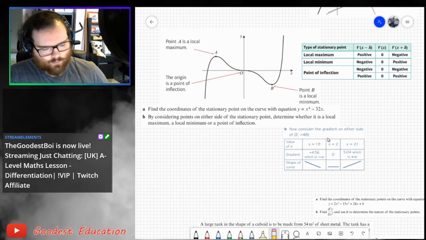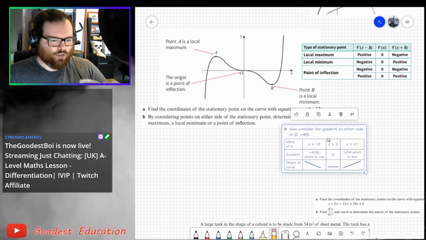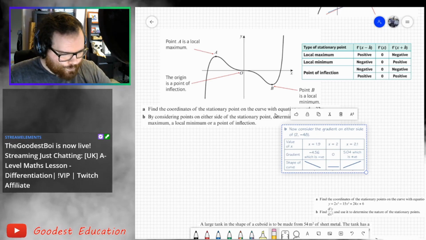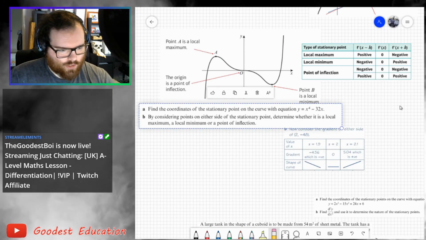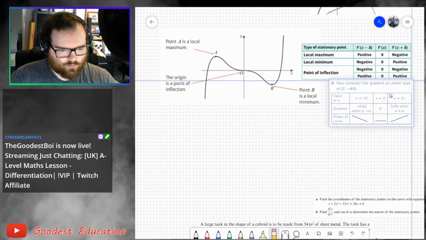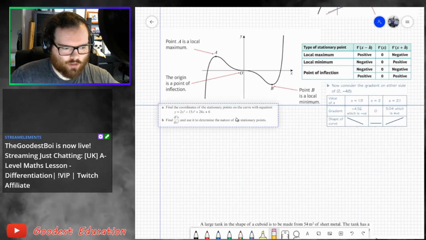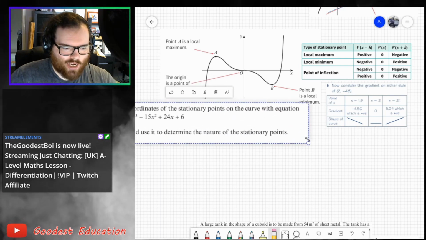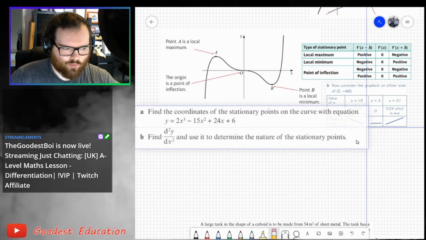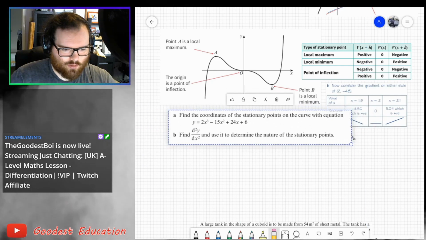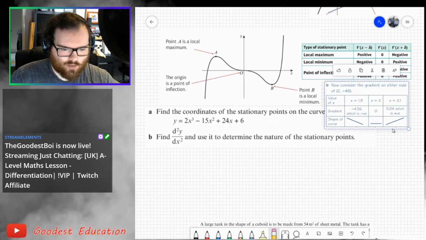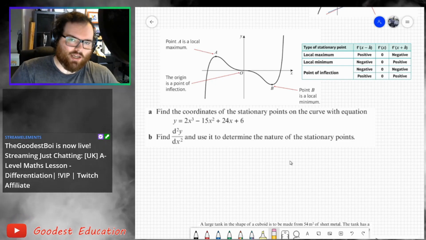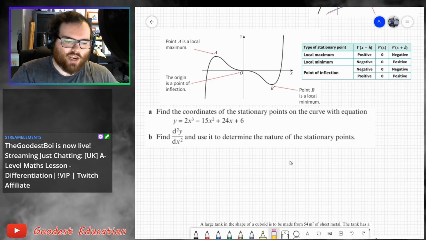Now, if you don't want to sub in numbers, it's not a very elegant way of doing it. What you can work out is, because differentiating gives the rate of change of one coordinate with respect to another coordinate, you can find the second derivative, so you can differentiate again, and that gives you the rate of change of the gradient.